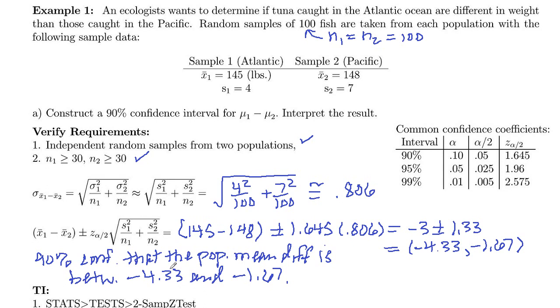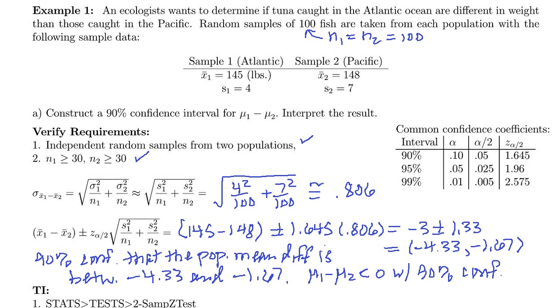So since both of the upper and the lower bounds are negative here, this means that the difference is negative with 90% confidence. So mu1 minus mu2 is going to be less than 0 with 90% confidence. So that means, bringing this over to the right-hand side, the mean in the Atlantic is less than the mean in the Pacific with 90% confidence.